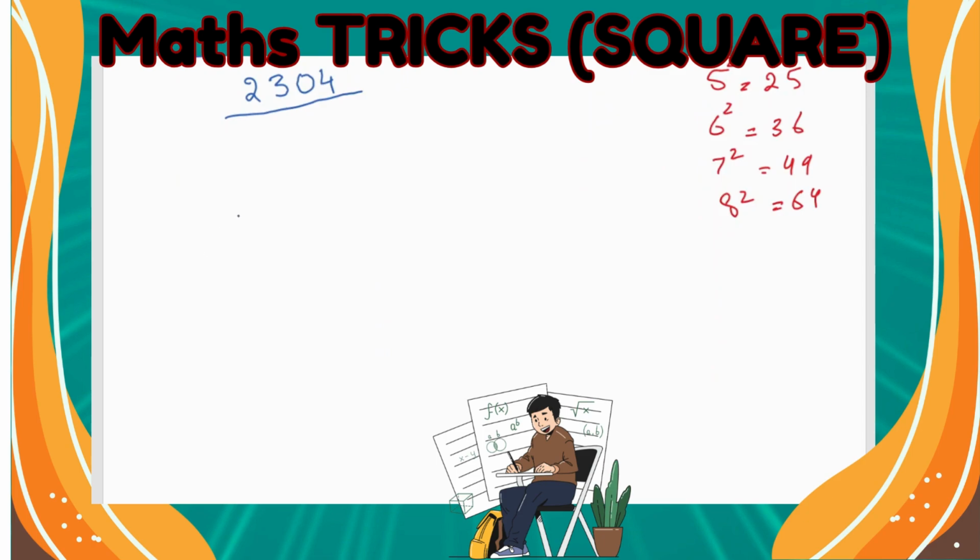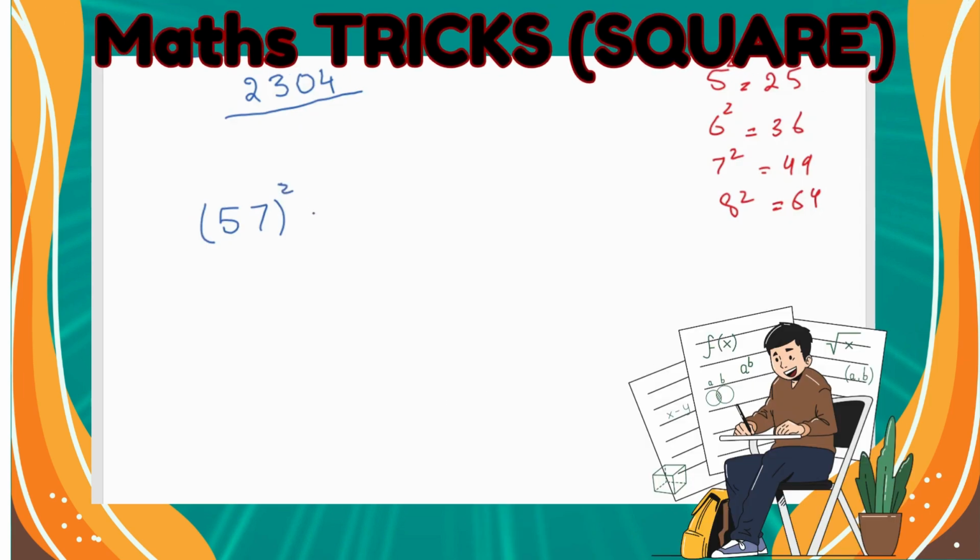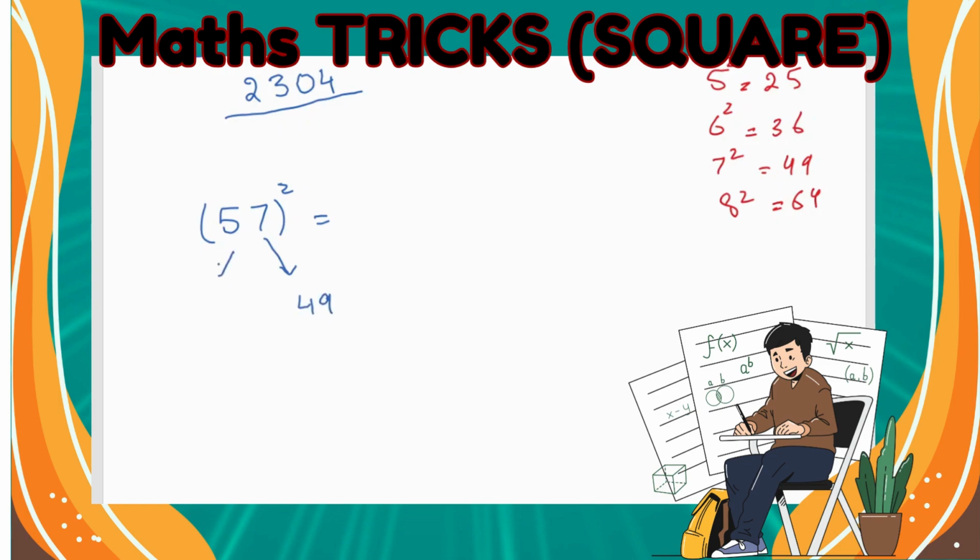Okay, now we're going to look at another one. So we have a number 57 squares. What's the trick? So the trick is simple. 7 square is 49, correct? 5 square is 25. Now what's the third step? We're going to multiply all the numbers. 5 times 7 times by 2. 5 times 2 is 10. 10 times 7 is 70. Again, what's the rule? Leave the first number and just write down 70 here. Correct? Now we're going to add the numbers.